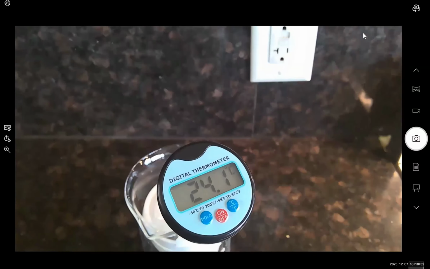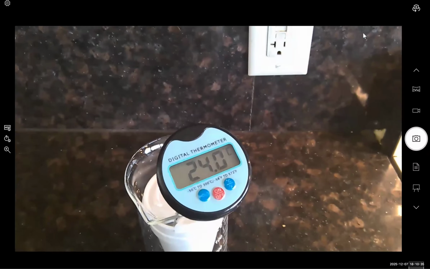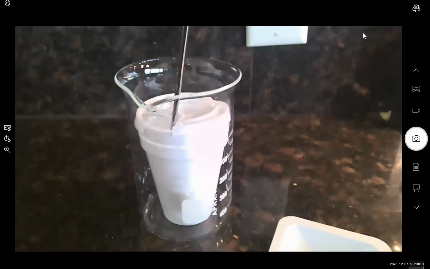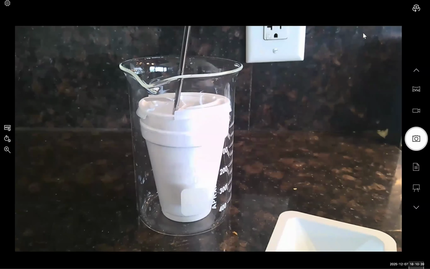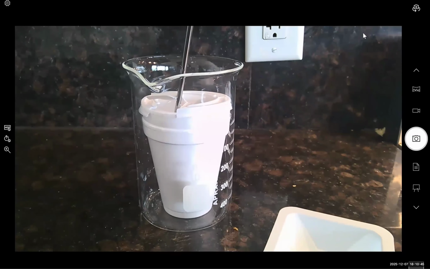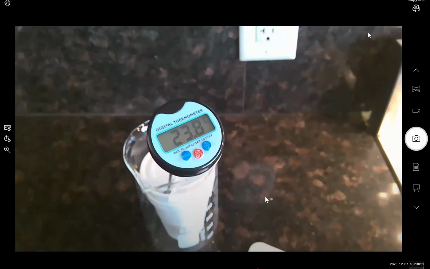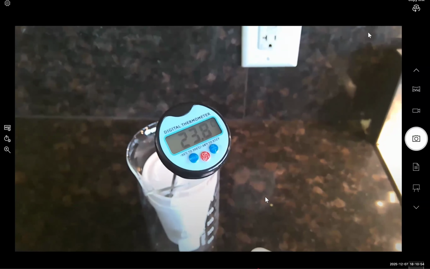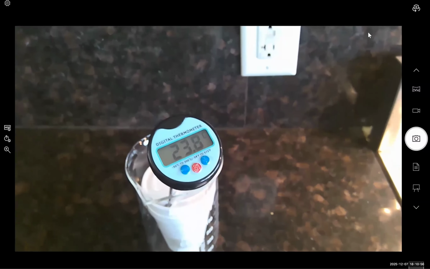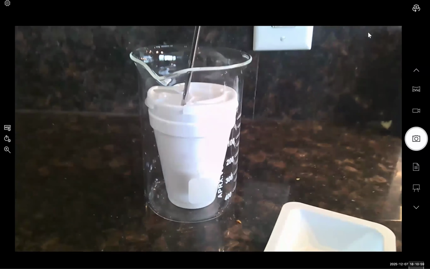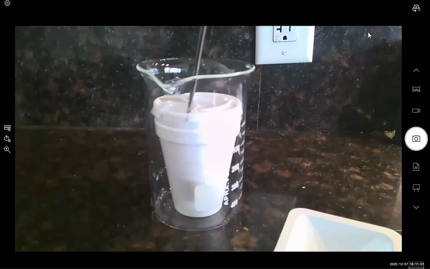So our temperature has already increased to 24 degrees Celsius. We're going to let the water and the heated metal piece mix and exchange heat with one another over about 5 to 10 minutes, and we're going to monitor the temperature each time. So as we notice, the temperature is starting to drop, but we're still going to keep monitoring the temperature as heat's exchanged between the metal piece and the water.